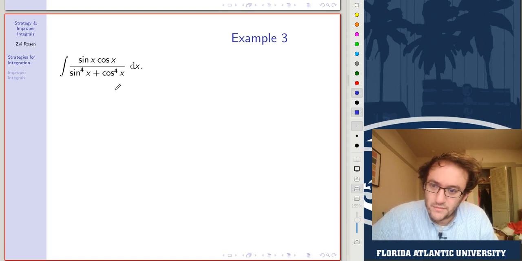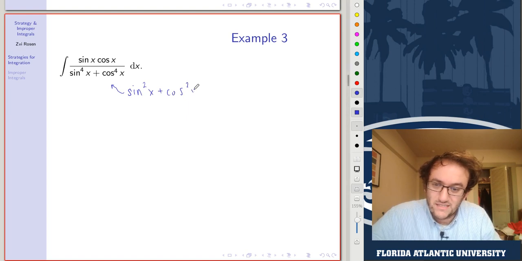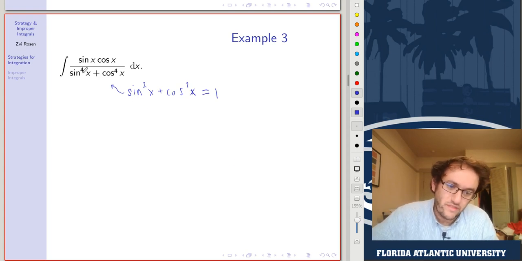Looking at the bottom here, we notice that this would be really great if it were sine squared x plus cosine squared x, because that would be equal to 1. But we have sine to the fourth x plus cosine to the fourth x. So how can we get from this identity to this denominator?